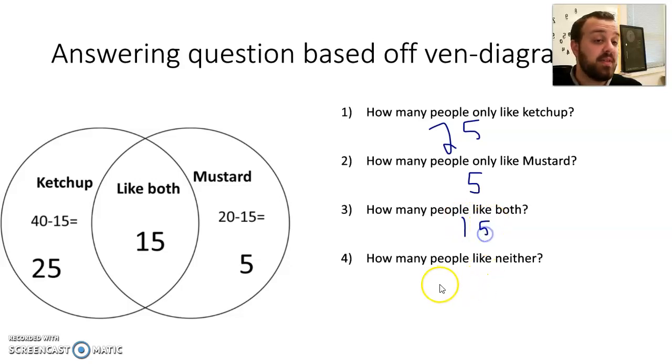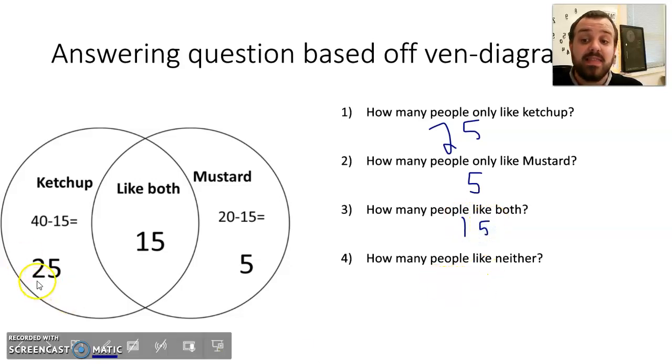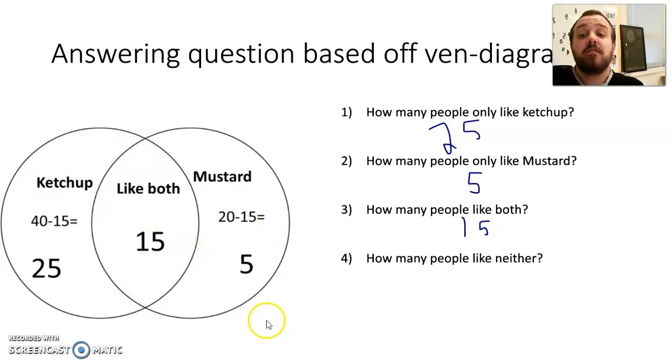And then again, we talked about the none, the people who like neither. That would be basically who's not in your Venn diagram. I talked to 50 people, 45 of them are in my Venn diagram, so the 5 people who are not, they must like neither. They're not a mustard or a ketchup kind of person, okay?